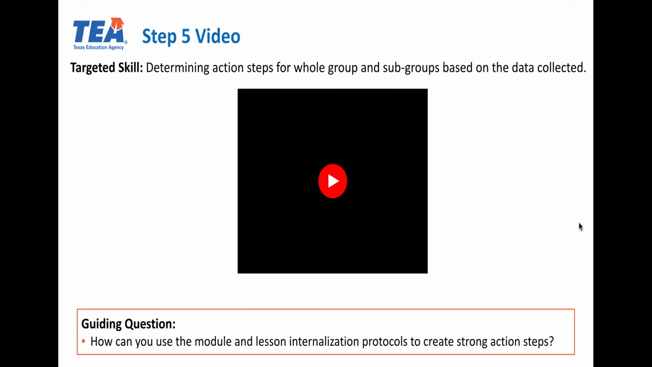In this final step, you're going to use the data that they have gathered and trends you've observed to create an action plan that targets specific adjustments to upcoming instruction. So, as you watch, I want you to reflect on the following questions in your guided notes. How can you use the module and lesson internalization protocol to create strong action steps?